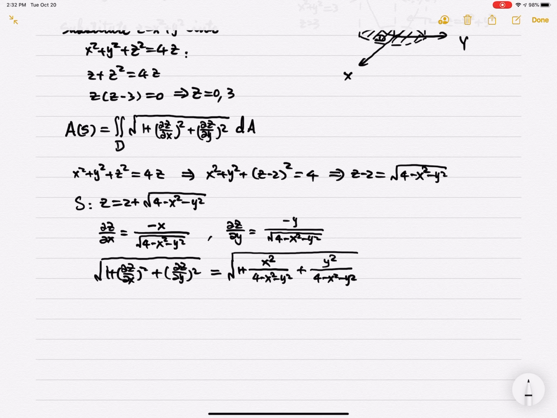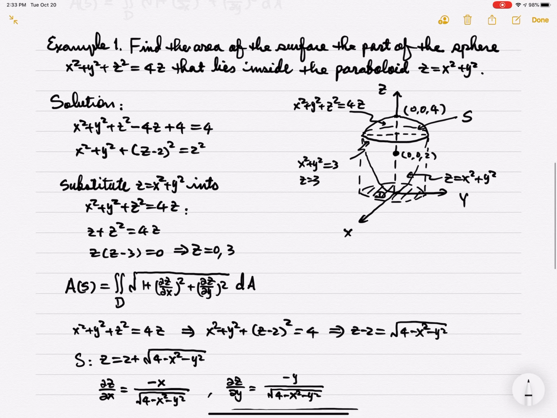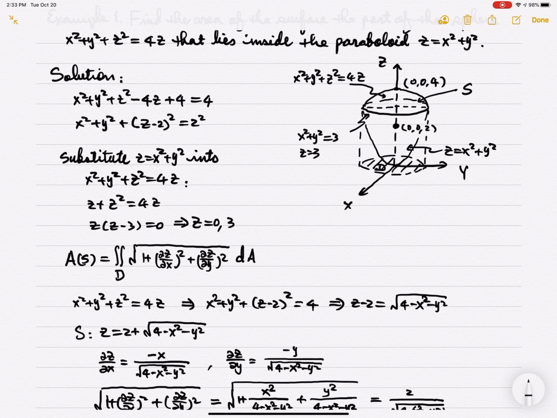Okay, of course, if you combine the three terms, you're going to have a numerator just equal to root 4, which is 2. The denominator is root of 4 minus x squared minus y squared. So we have this. Now, because we have x squared plus y squared, and if you look at this region D, maybe it is best to write the integration in terms of polar coordinates.